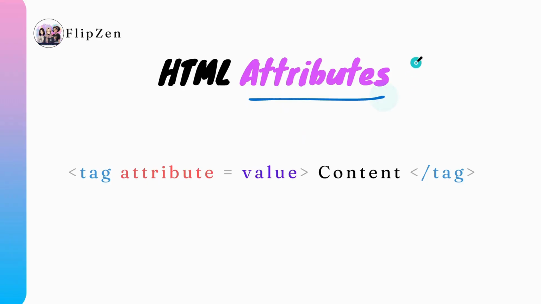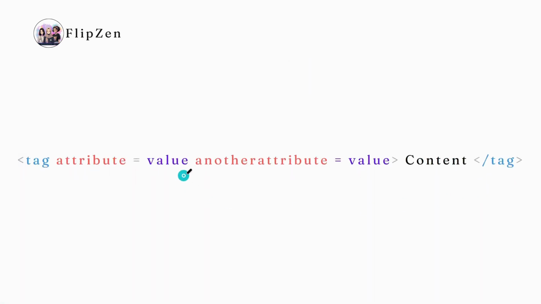In HTML, attributes provide additional information about an element. Simply think of attributes as extra settings that allow us to modify how an HTML element behaves or how it looks. They always go inside the opening tag and follow the attribute equals value format. Here is a simple syntax of it. An opening tag contains an attribute and its corresponding value followed by the content and the closing tag. Remember, we can add multiple attributes to an HTML tag by separating them with a space.